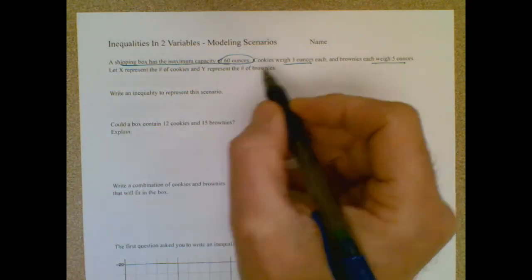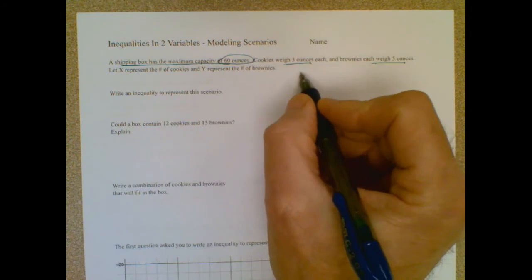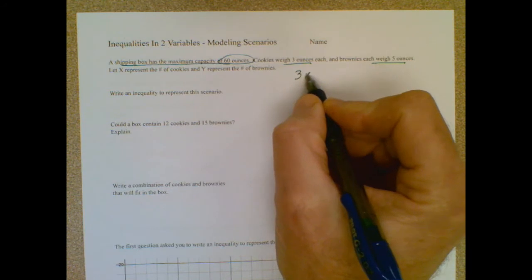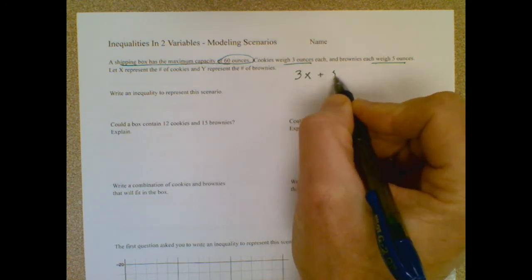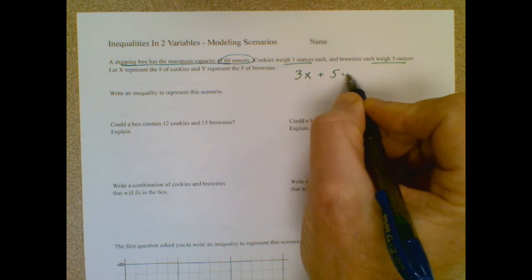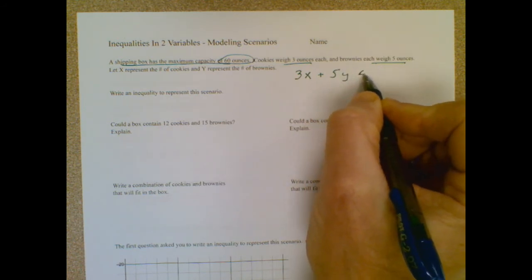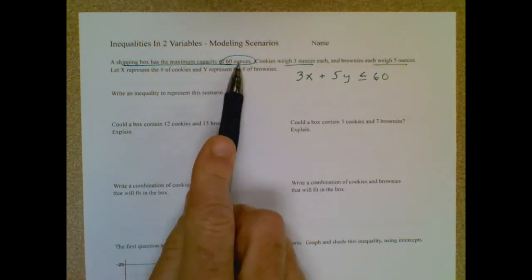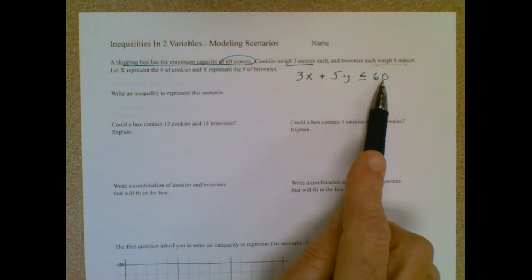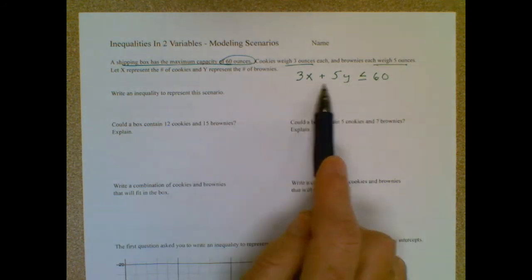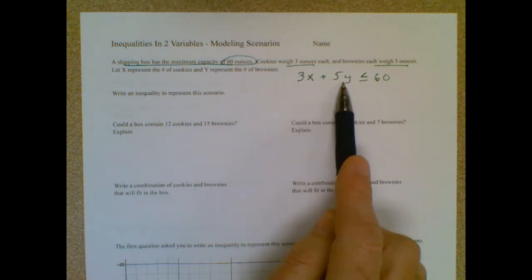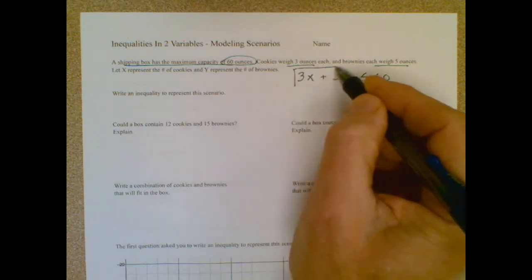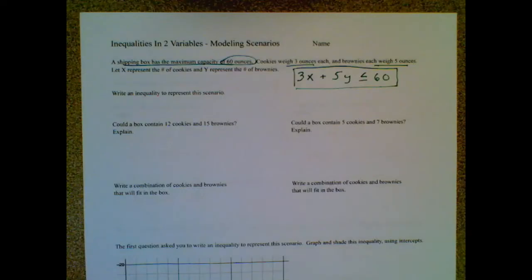But here's an equation that represents that scenario. We're doing 3 ounces for every cookie plus 5 ounces times the number of brownies, and that has to be less than or equal to 60 ounces. So the maximum capacity was 60 ounces, and the weight of the cookies and the brownies combined better be less than that 60 ounces. So I've just built an inequality that represents that scenario.